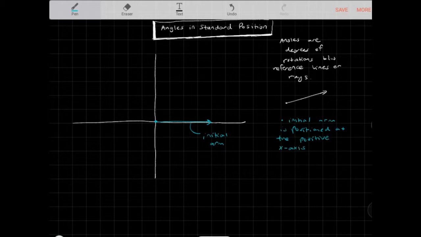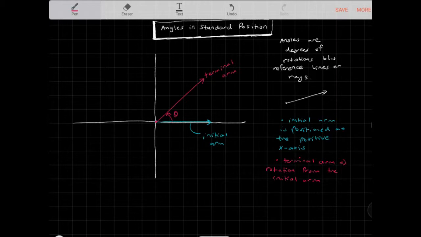And another ray that we're going to be looking at is something called the terminal arm. And the terminal arm can be located on the initial arm or away from the initial arm. So let's say the terminal arm is located here. Okay, so this guy here is called the terminal arm. And the terminal arm is some rotation from the initial arm, and the degree of that rotation can be assessed by an angle theta. So this is theta. It's a degree of rotation between the terminal arm relative to the initial arm.